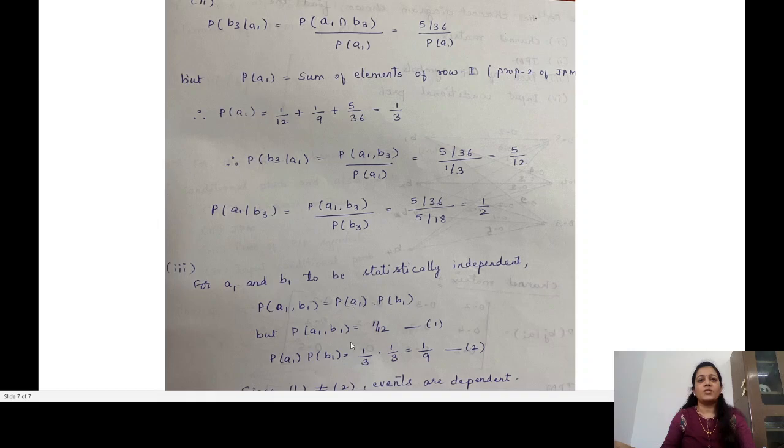P of A1 is equal to 1 by 3, right? That we found over here. And P of B1 is 1 by 3, which is given in the problem itself. Now P of A1 into P of B1 is equal to 1 by 9. Now I can see that 1 by 12 is not equal to 1 by 9. Therefore, A1 and B1 are not statistically independent. They are statistically dependent.